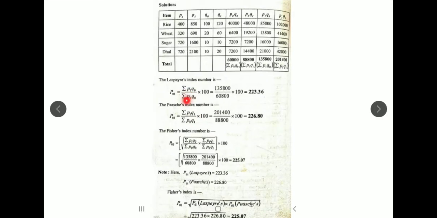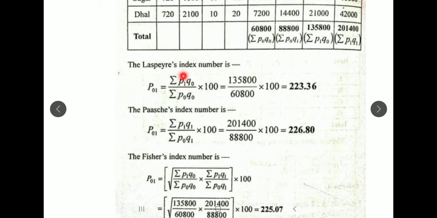So the Laspeyres index number gives weightage to base year quantities, that is Q0, whereas Paasche's index number gives weightage to current year quantities. P1 divided by P0 is standard in both. Whereas in Laspeyres, Q0 is used as weights, and in Paasche's, Q1 is used as weights. Current year quantities are used as weights.